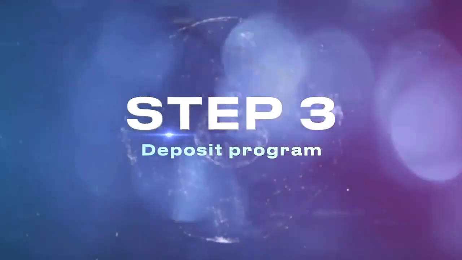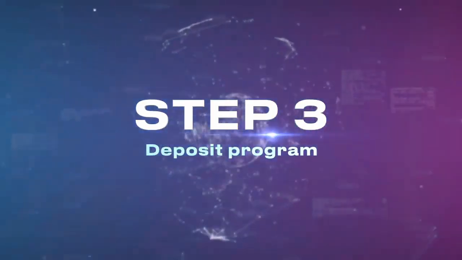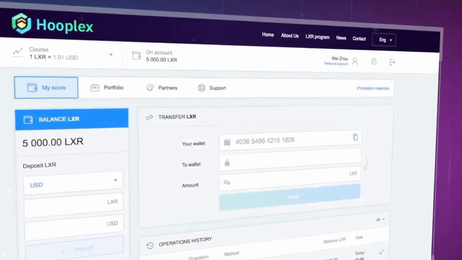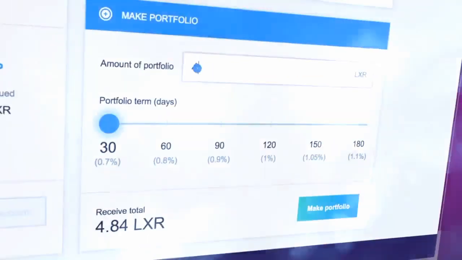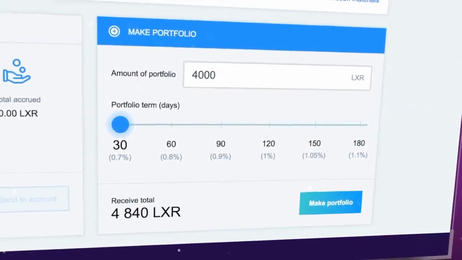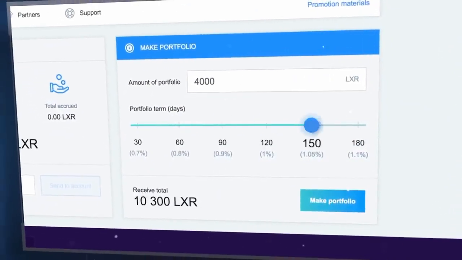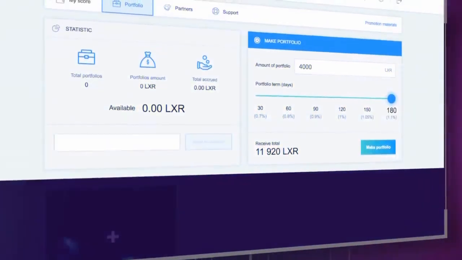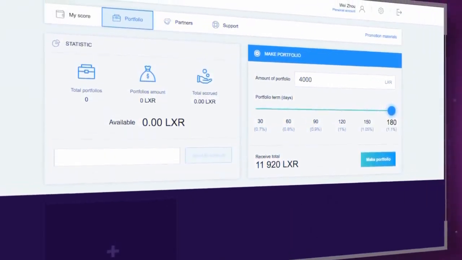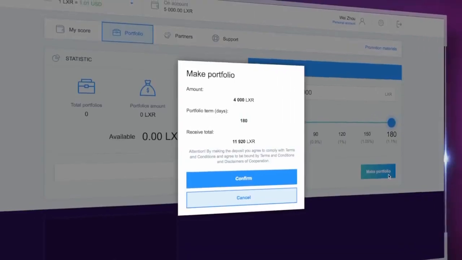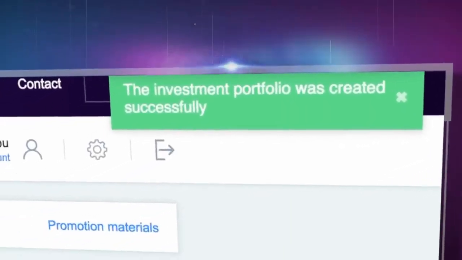Your third step is the deposit program. In order to open the deposit, you may proceed to the portfolio section. Enter the desired amount of LXR and choose the term of deposit. The longer the period is, the more you will earn a day. Yes, you can earn 1.1% a day if you deposit it for 180 days. Below you may see an expected income. Press the Make Portfolio button. Now you have the contract with all the information you need.